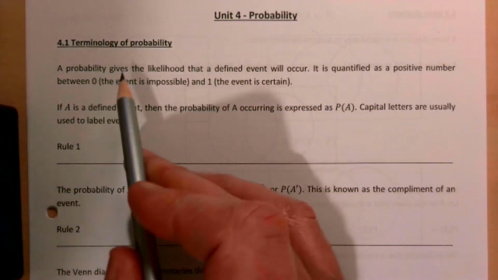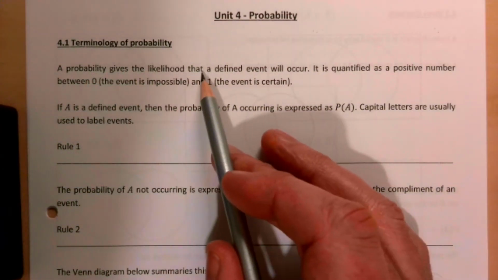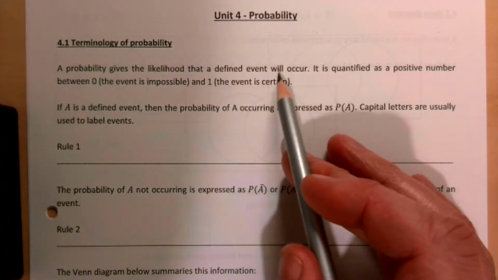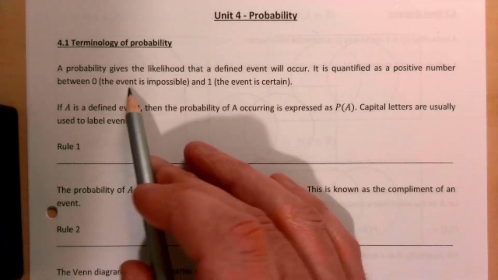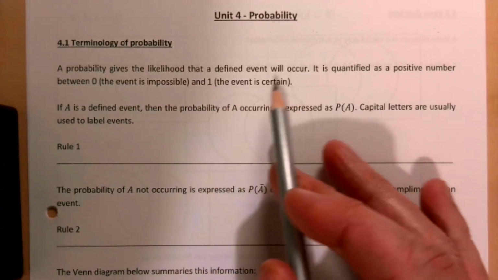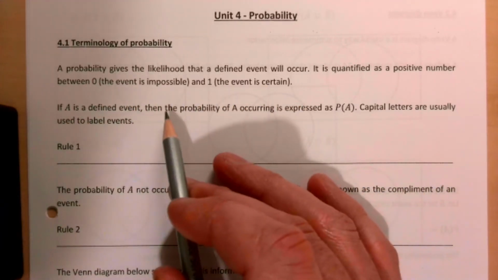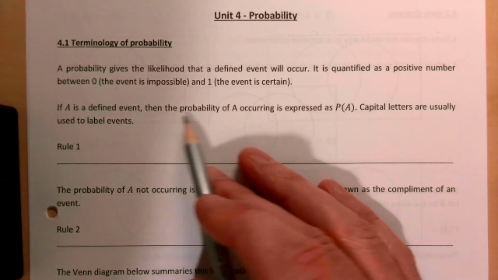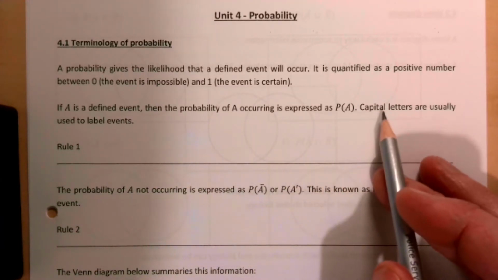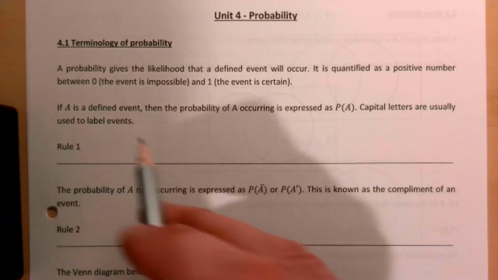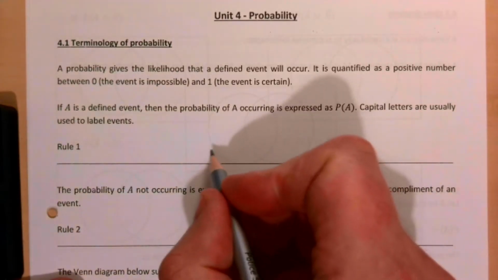The probability gives the likelihood that a defined event will occur. It is quantified as a positive number between 0, the event is impossible, and 1, the event is certain. If A is a defined event, then the probability of A occurring is expressed as probability of A. Capital letters are normally used to label events, and rule 1 we've just really taken down.